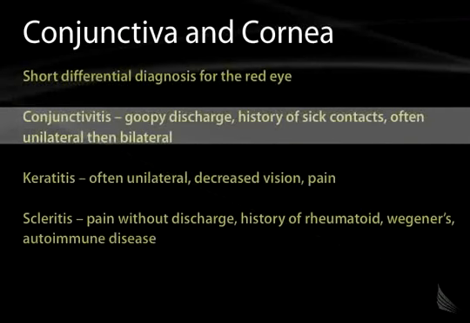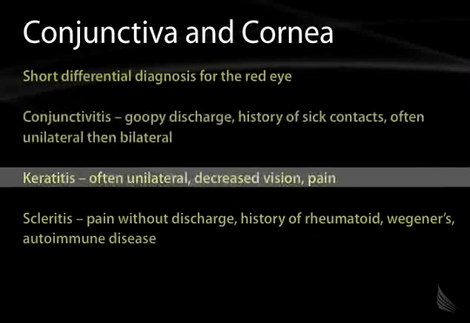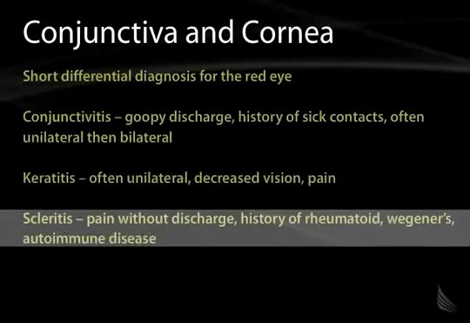You get irritation and inflammation of the conjunctiva. It has goblet cells and glands which secrete things, and it gets red and swollen and edematous. Keratitis is often unilateral with decreased vision and pain. It's more of a corneal issue that can also have inflammation in the localized conjunctiva around it.